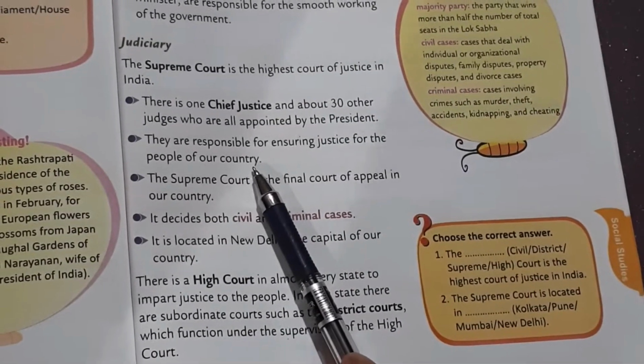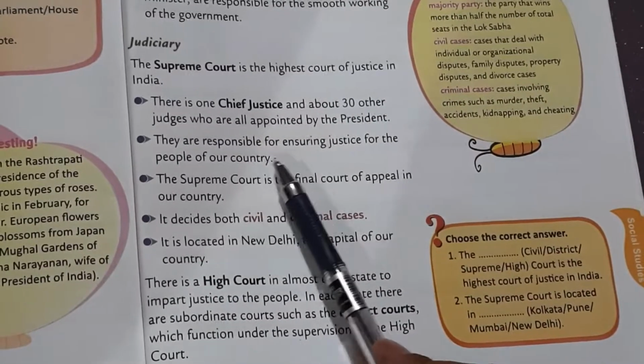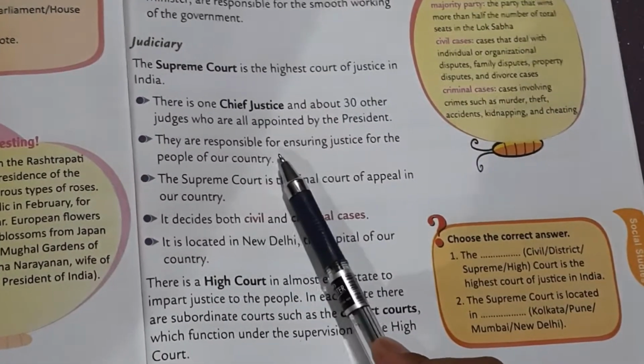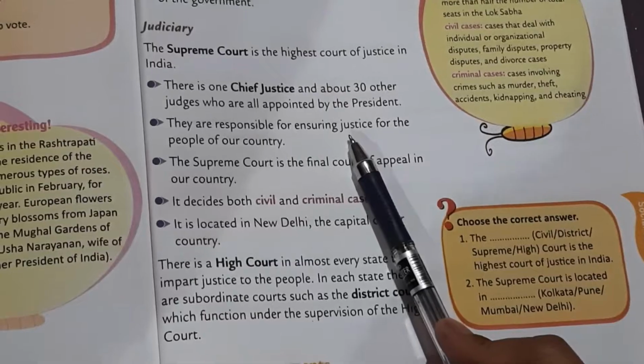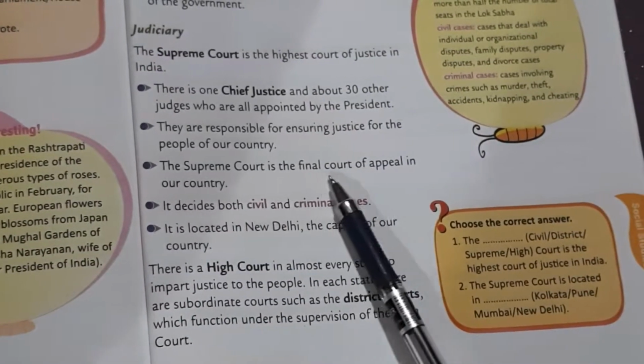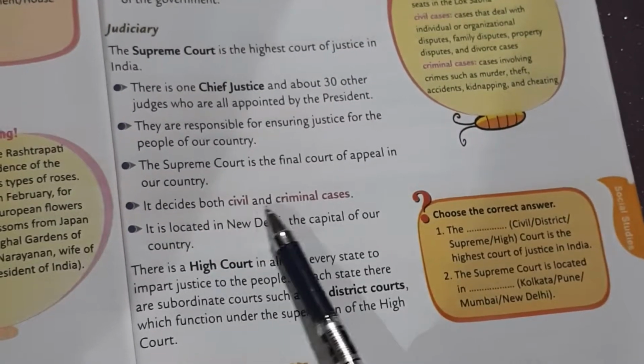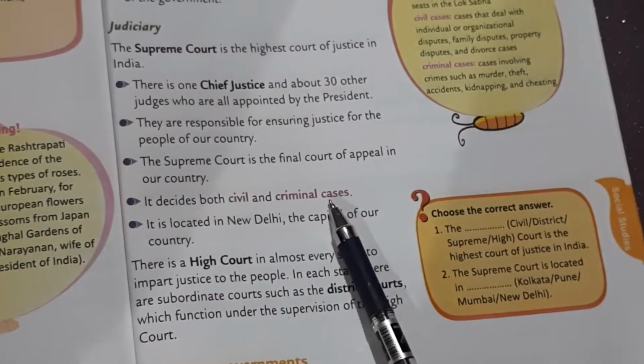That means when there are cases or disputes, the Supreme Court solves the problem. That is why they are responsible for ensuring justice for the people of our country. The Supreme Court is the final court of appeal in our country. It decides both civil and criminal cases.